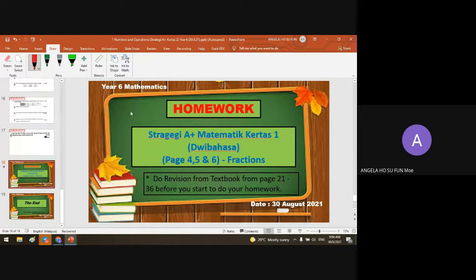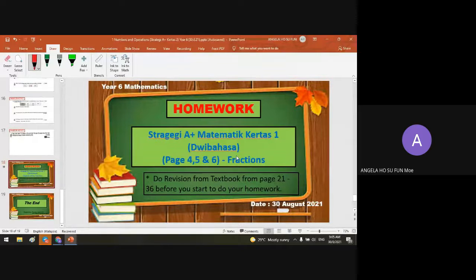So your homework, please listen carefully. Please do your Strategy A, Mathematics Kertas 1, Dwi Bahasa here, pages 4, 5, and 6. That is about fractions. There are 20 questions, if I'm not mistaken, objective questions involving fractions. Before that, if you forgot how to do that, please do revision from your textbook, from page 21 to 36, the topic of fractions.